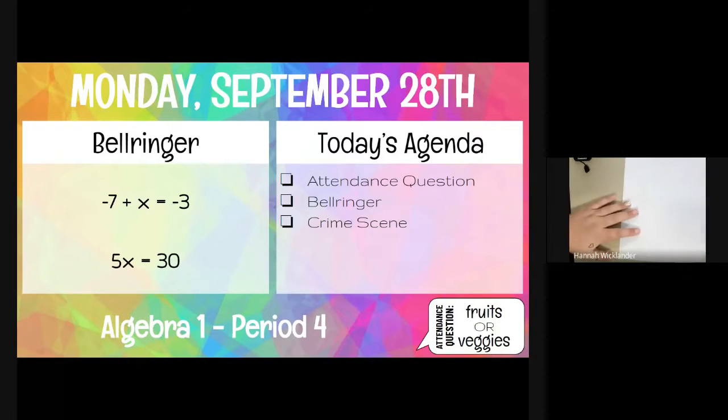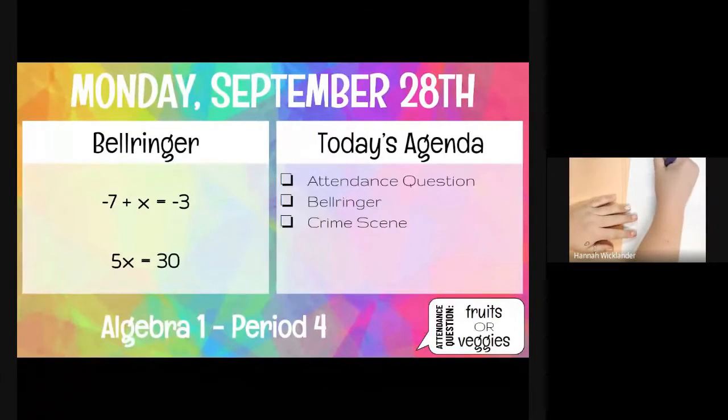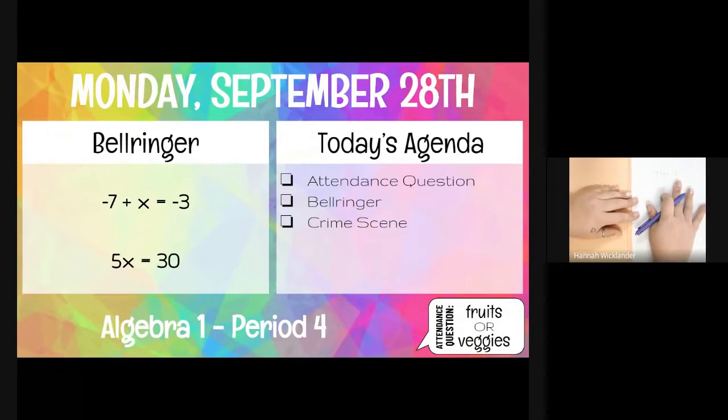Okay, so for number 1, we have -7 plus x equals -3. Let me zoom in. Okay, so I want to get x by itself. I'm going to isolate my variable.